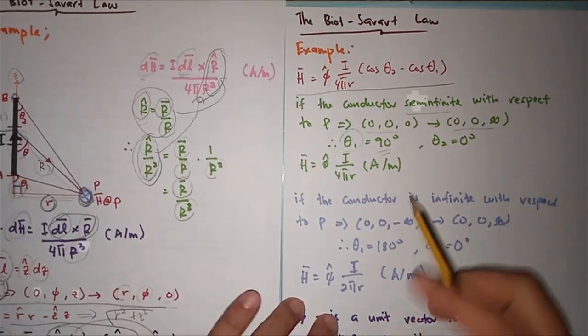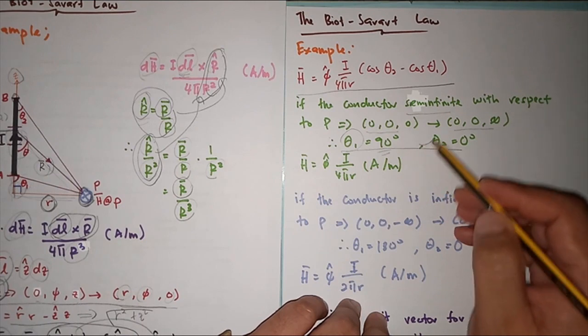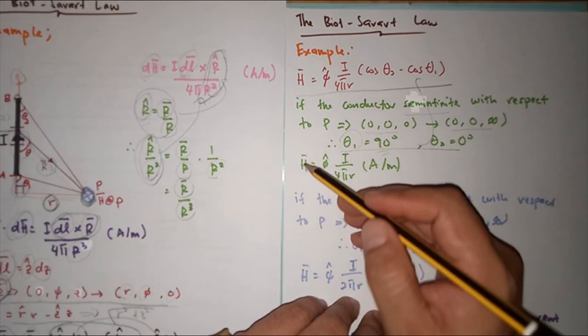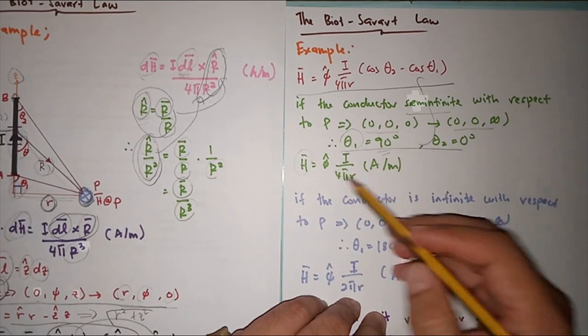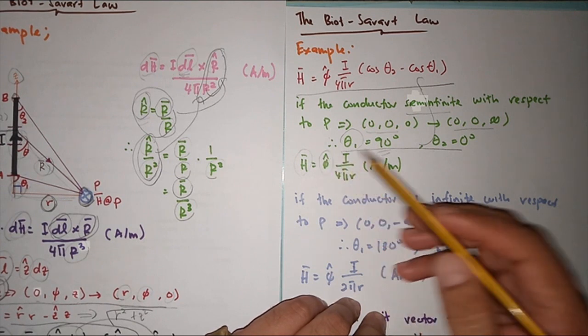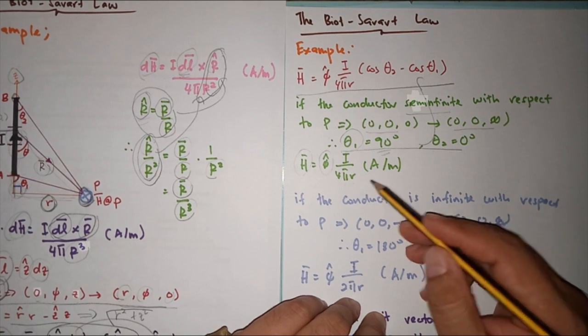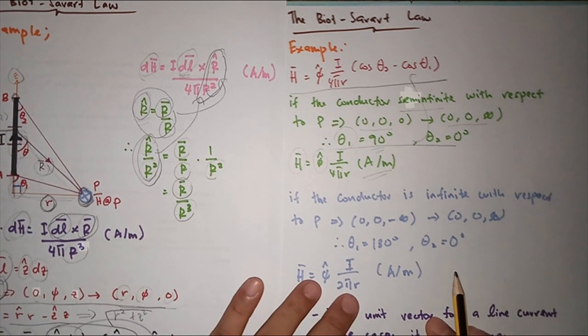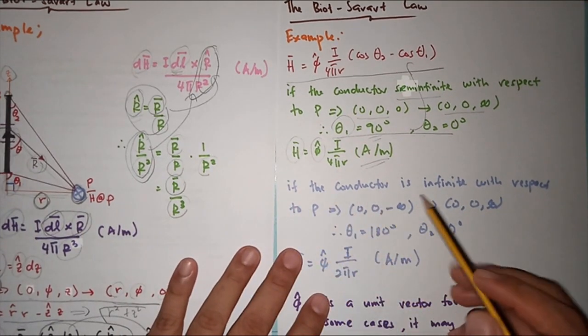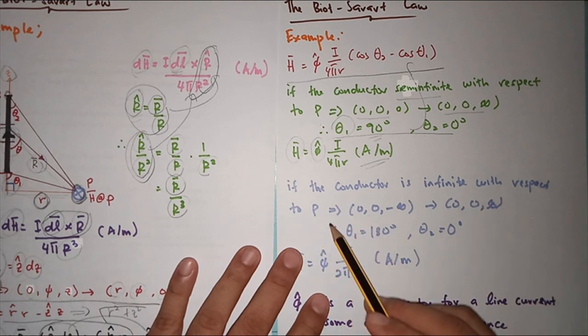So if we replace the theta values inside this expression, we will have the expression for the vector of H equal to phi cap I divided by 4 pi r, with a unit of ampere per meter.